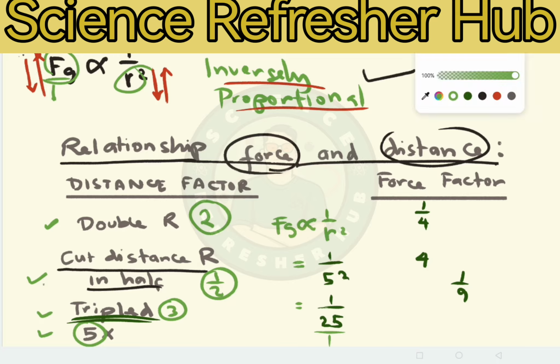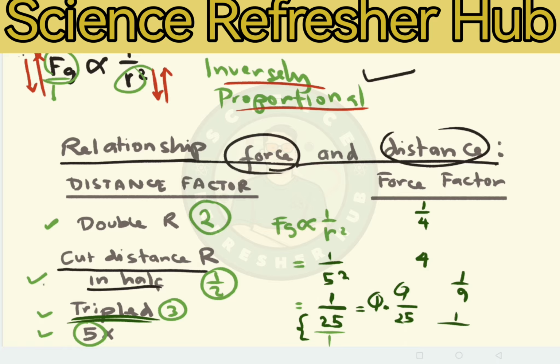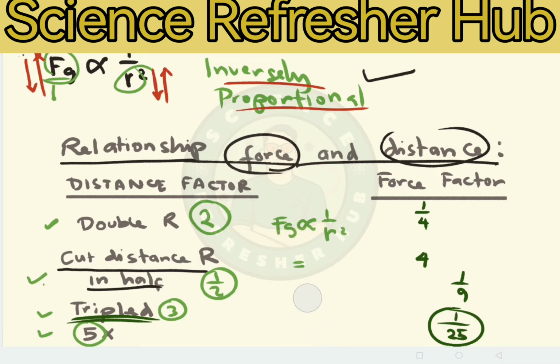In dividing fractions, all you have to do is divide 1 over, or let's say 1 multiplied by the reciprocal of this. Just flip 1 over 25. So the answer, 1 times 1, it's 1. And then we have 1 here. 1 times 25, it's 25. So this is going to be the force factor if ever the distance will be 5 times.